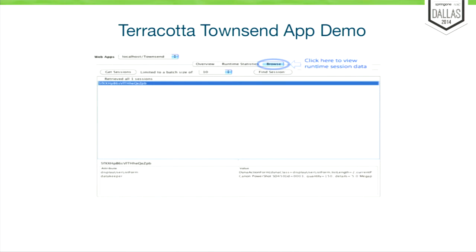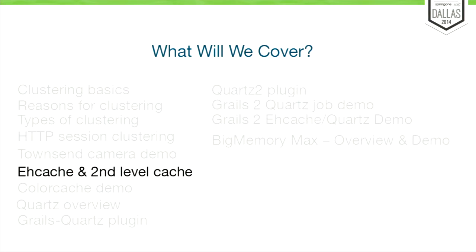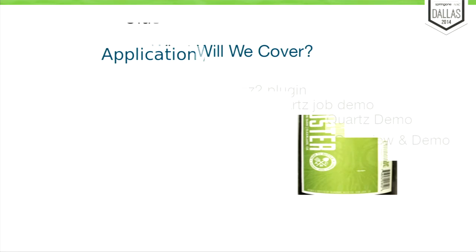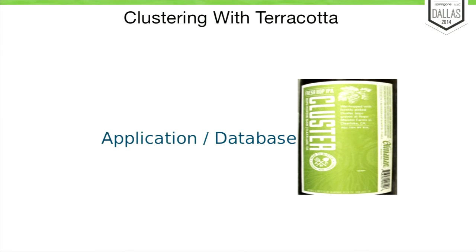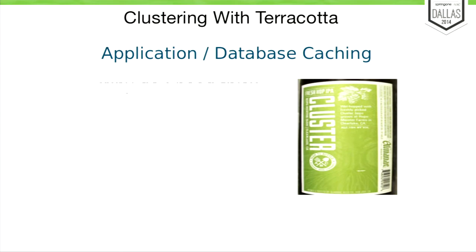And here's where you browse the runtime session data. So you can go through here. Here's the session going, and I can see that's the session ID, and that's what's going on. So pretty neat. All right, let's jump into the application database caching.